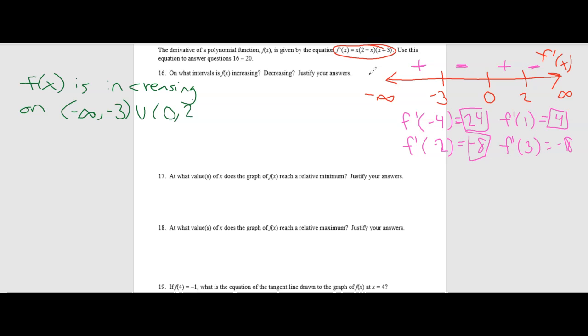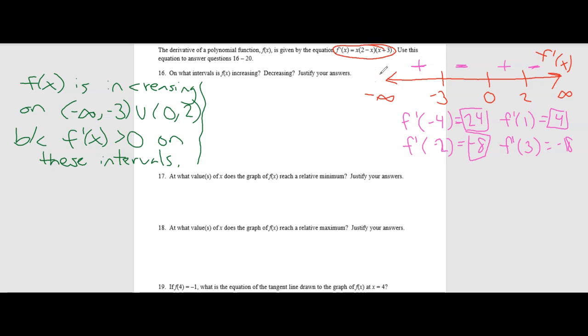If we come over here and answer the actual question, f of x is increasing on the intervals negative infinity to negative 3, union 0 to 2, because f prime of x is greater than 0 on these intervals. You must have the justification to go along with your answer. Otherwise, you're only going to pick up half the points on the AP exam.